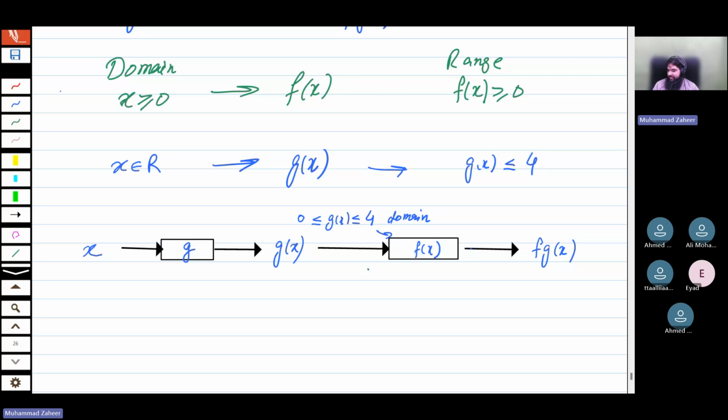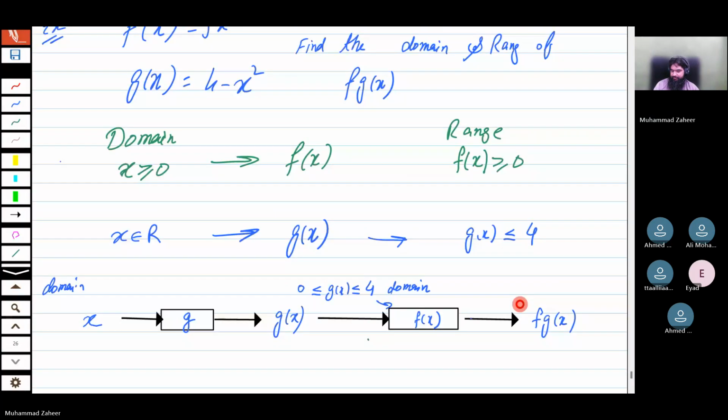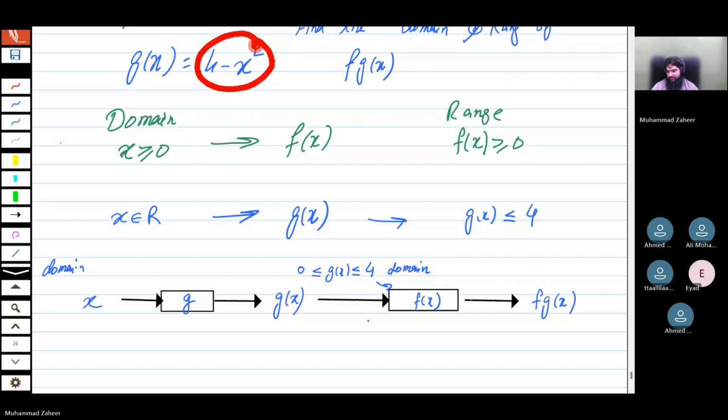All right. Now I need values between 0 and 4. What would be the change in the domain of g of x? In actual, the domain of g of x is all real numbers. But I need the values from 0 to 4. So which value do I have to substitute? You need to take the help of this function. I need a value from 0 to 4.